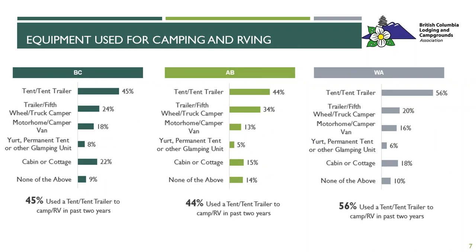Equipment used for camping and RVing. I threw this slide in quickly so you could see the distribution. Overall, the most popular camping equipment is still the tent or tent trailer. And then about half of the campers use RVs or go cabin camping.